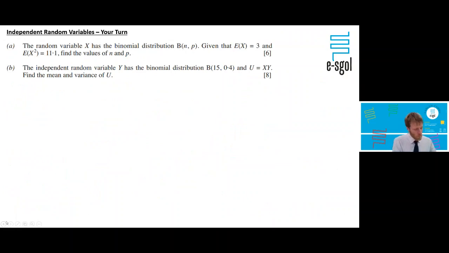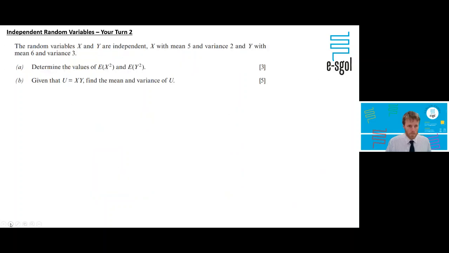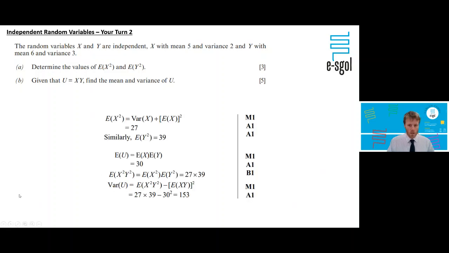this one is just a binomial one. I'll pause there so you can try that one. And then if I move on to the next slide, it's got the mark scheme. And then the next slide is just another question that you could practice. I'll let you try that. And then the final slide is the mark scheme for that.